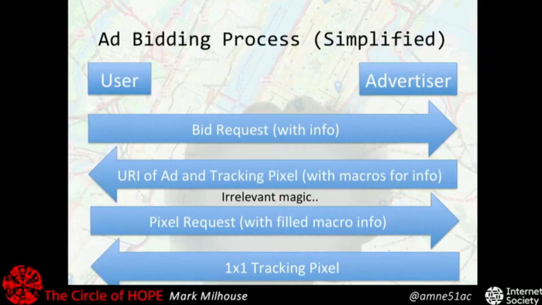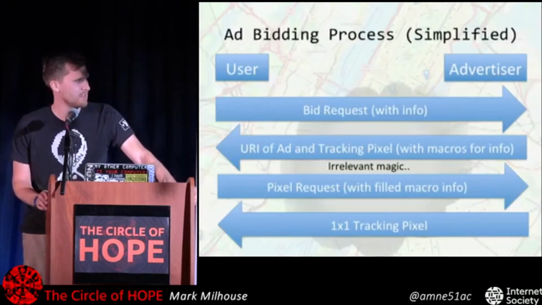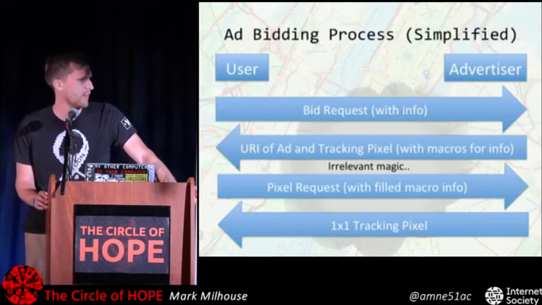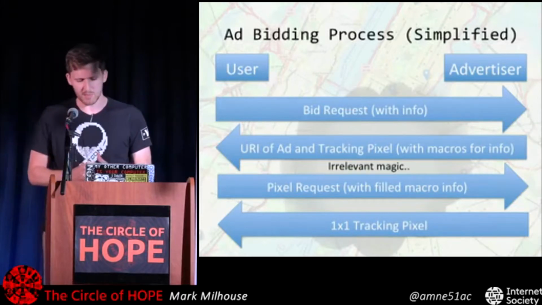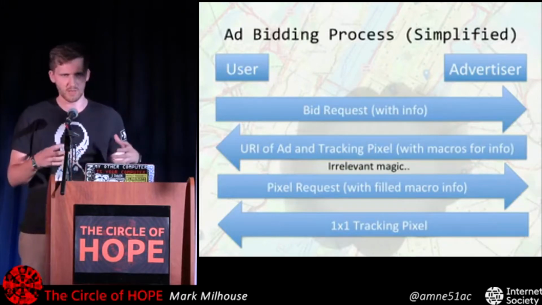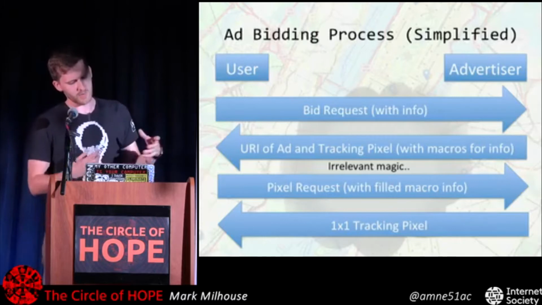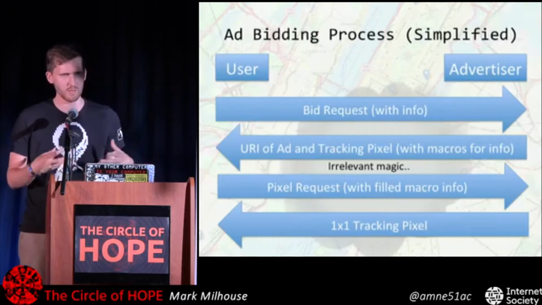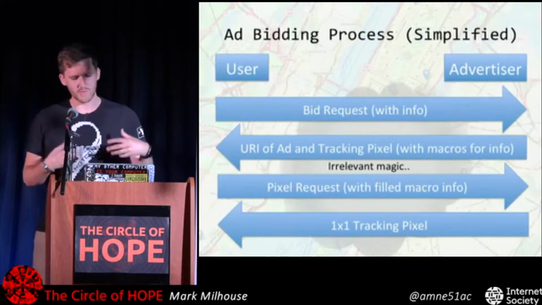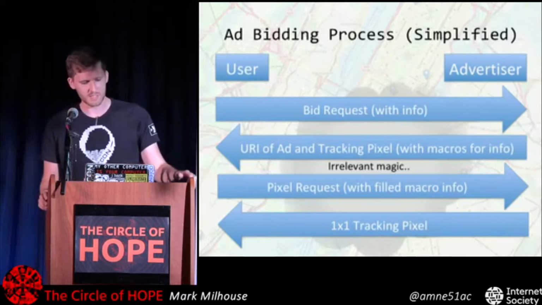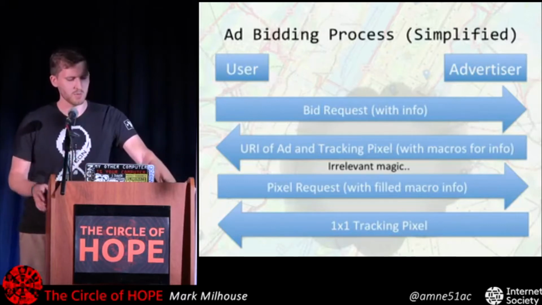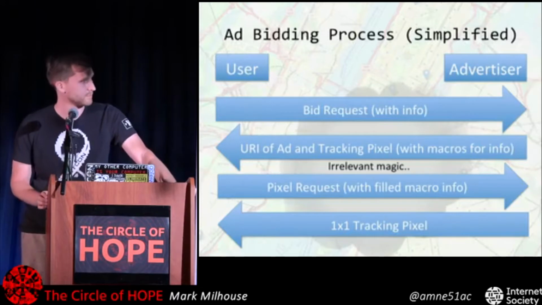So this is a simplified overview of the bidding process. Your phone would send a bid request along with the info, and then the advertiser would return to your phone the URI of the ad pixel, or the ad itself, the content, and then the tracking pixel. The tracking pixel would be filled with macros that the ad networks would then fill in with the specific information. So then when your phone went to request that tracking pixel from whoever your advertiser's analytics company is, that tracking pixel request would have the macro filled.